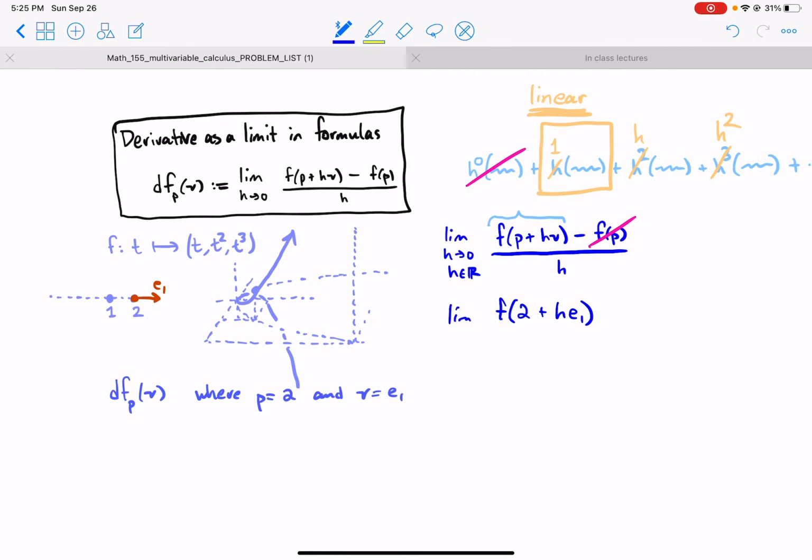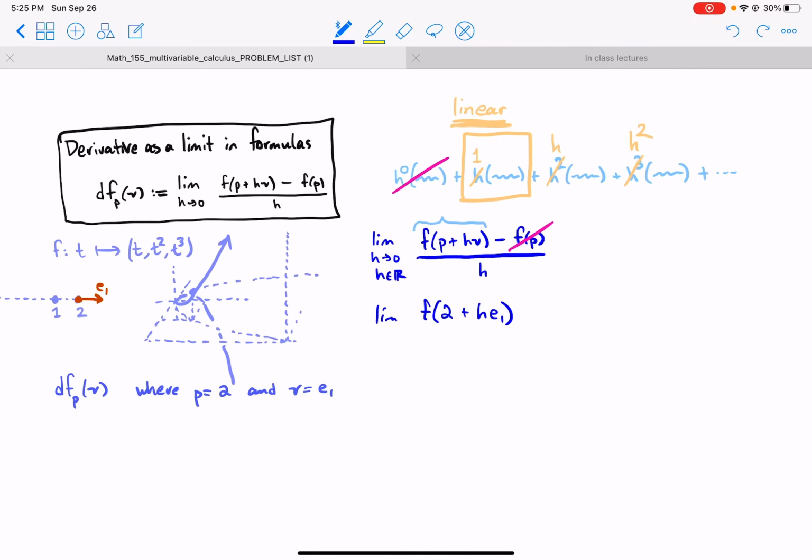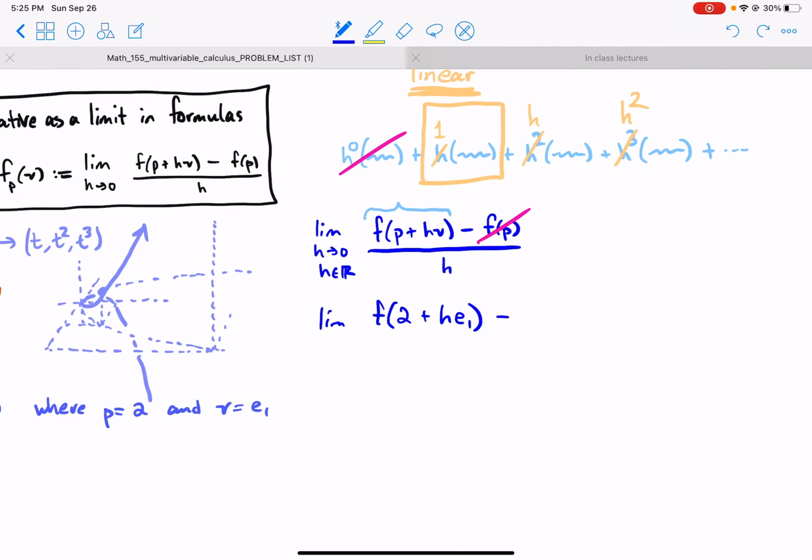So this is a number times a vector. Of course, our input space is just a line. Later, we'll realize that maybe this is all taking place in the plane, and we could have moved in some other vector like e2. But for now, we're just a one-dimensional creature moving left and right. So really, we just have e1 or some multiple of e1. And then minus, now I said p was 2, right? P is 2, f of 2. Then I have to divide by h and take the limit as h goes to 0.